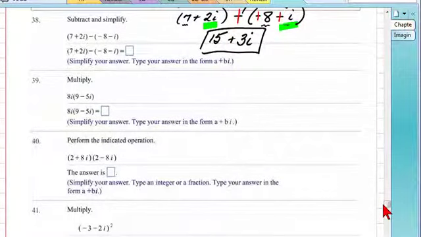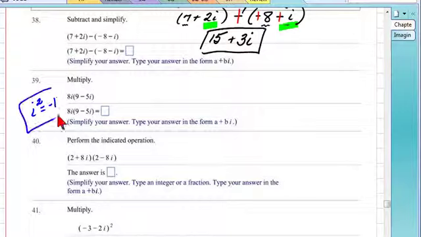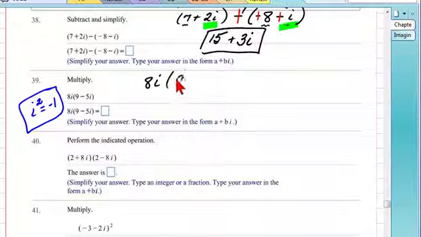Number 39 begins some multiplication. You're going to do the forms of multiplication that you already know, but don't forget one little fact. This will be very helpful to remember. What is i squared equal to? Negative 1. Keep that in mind always, i squared is negative 1. All right, I have 8i times 9 minus 5i. What kind of multiplication am I going to use in this problem? Distributive property.